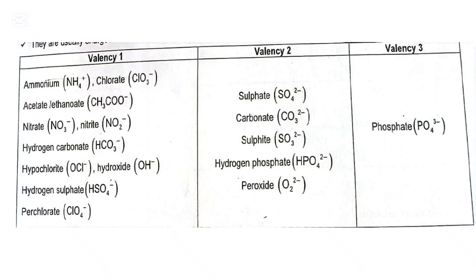Now that marks the end of our lesson. We have talked about valency. We have talked about electronegativity and electropositivity. We have talked about oxidation number. And finally, we have talked about radicals. So that marks the end of our lesson.